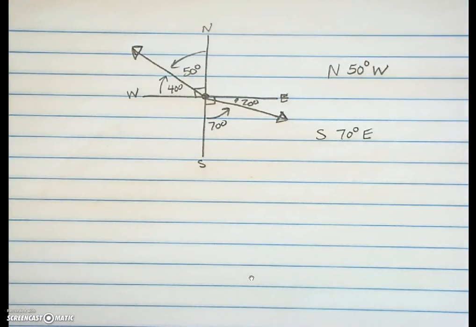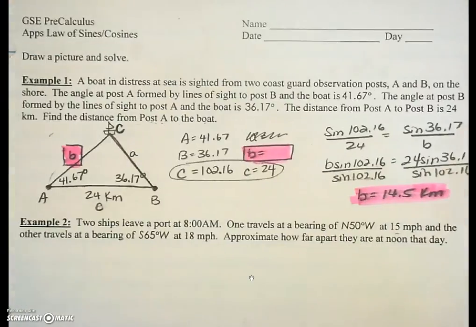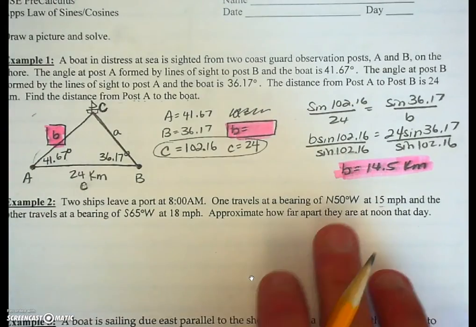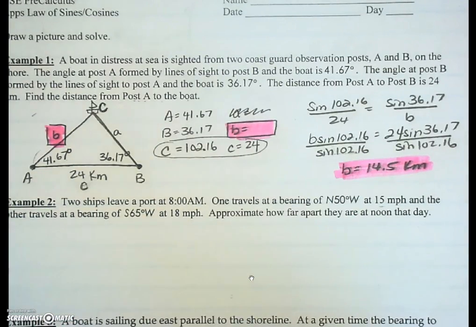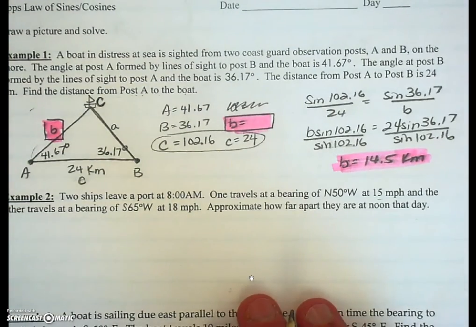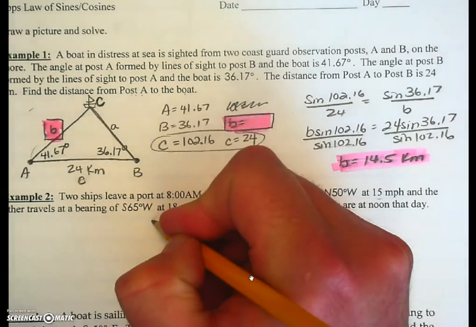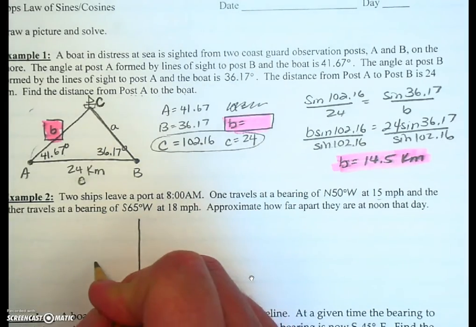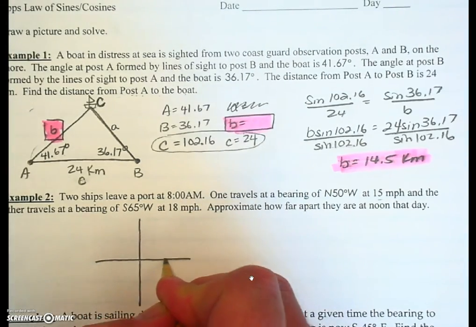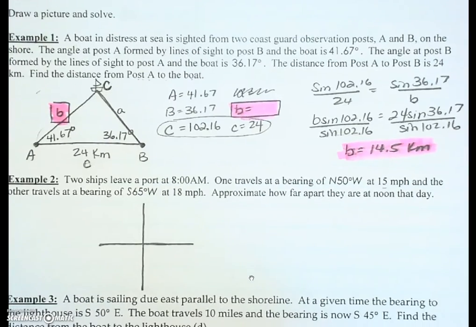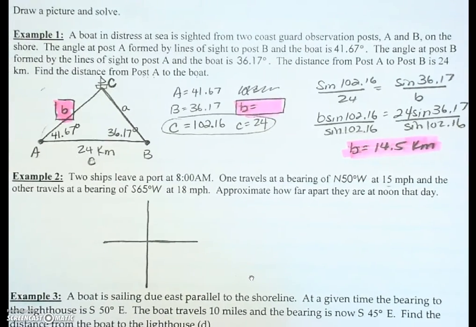Okay? So in looking at example 2 here, two ships leave a port at 8 a.m. One travels north 50 degrees west, the other south 65 degrees west. And how far apart are they at noon that day? So let's get a picture of what's going on here. I'm going to do my bearings, so I'm just going to come right here and draw my cardinal directions. This is a little bit tough. It can get a little bit messy when you're doing these problems, but as long as you space it out good, you should be okay.